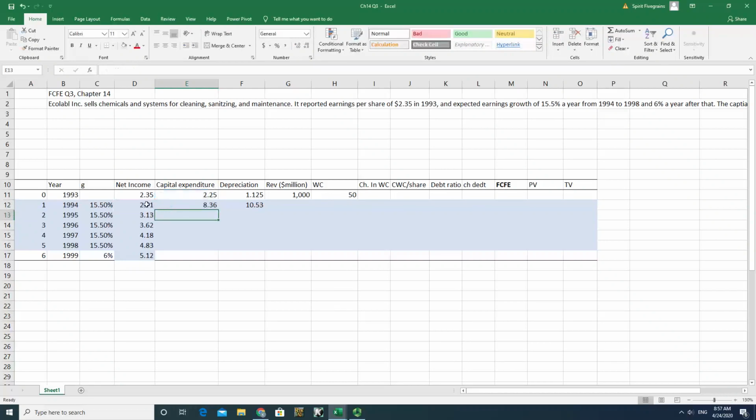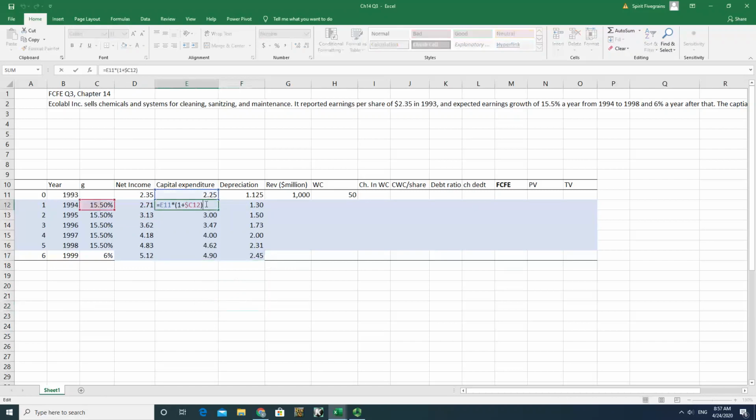Let's fix the row. Yeah, the row. Okay, that would be great. And you copy this all the way down to the bottom. Then you double check to see if those cells are correct. So essentially, you use these growth rates to estimate net income, capital expenditure, and depreciation. Okay, it looks like everything is good.